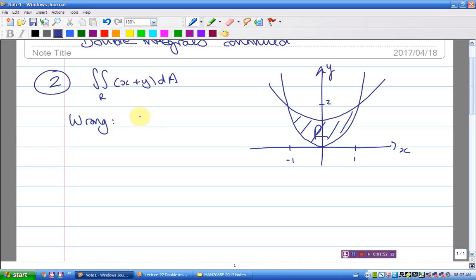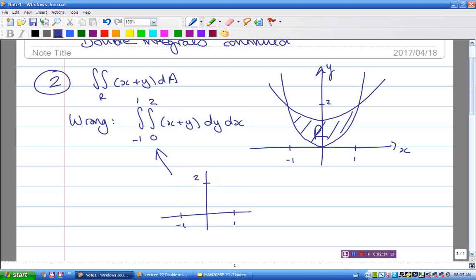To describe R as, let's do dy dx, y going from 0 to 2, and x going from -1 to 1. That is wrong, okay? Because what that is describing is a rectangle that goes from -1 to 1 and from 0 to 2. It's saying we want all the points where x is between -1 and 1 and y is between 0 and 2. And that, of course, is not our region. Our region is actually that curvy shape rather than that rectangle.